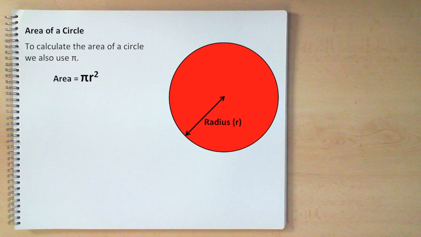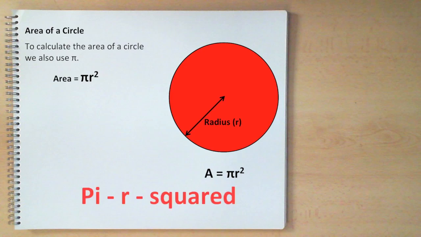So pi times r times r, we write pi r squared. So the area of a circle is equal to pi r squared. I'm saying it a lot of times because the more you hear it, the more you say it yourself, the more likely it is that you'll remember it. And this is one that you really are going to have to remember because you'll use it an awful lot. So one last time, all together now, pi r squared is the area of a circle.